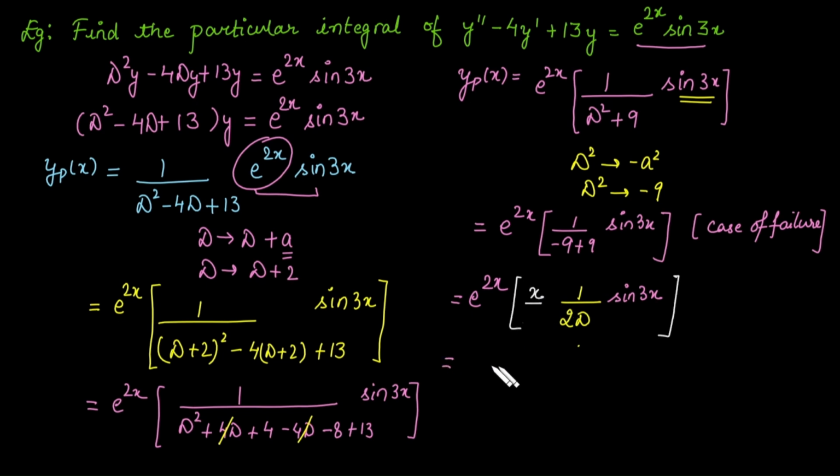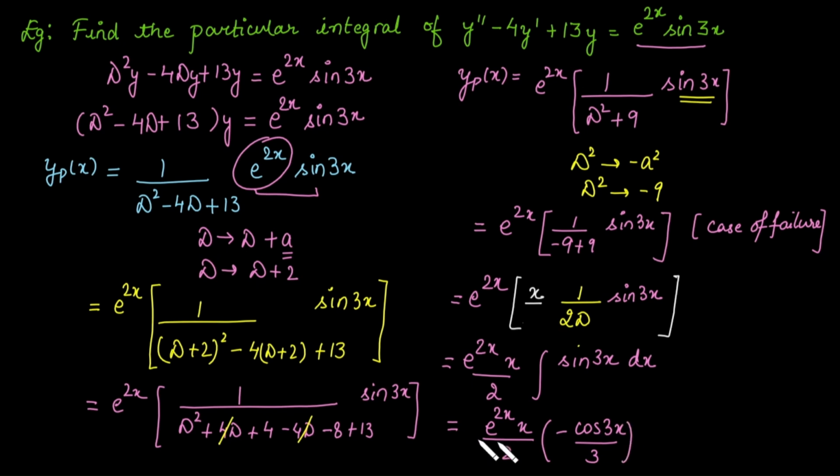This is equal to e raised to power 2x into x. So 1 by D gets converted into the integration of sine 3x with respect to x. This is further equal to e raised to power 2x into x by 2. Integration of sine is minus cos 3x by 3. The final particular integral in this case is equal to minus e raised to power 2x into x cos 3x divided by 2 into 3, which is 6.